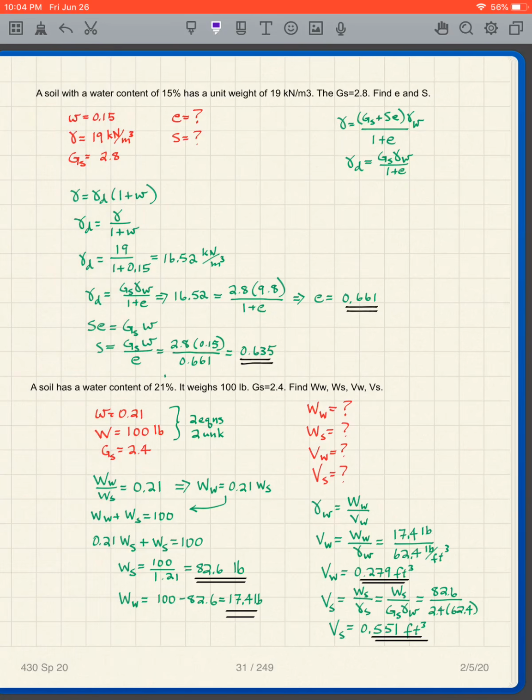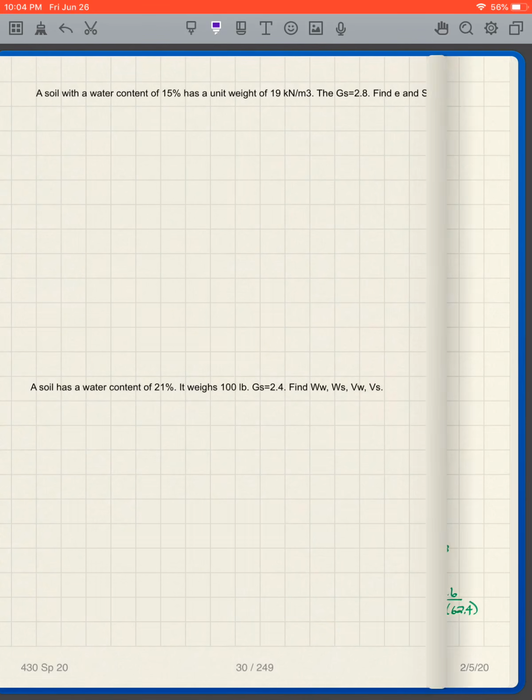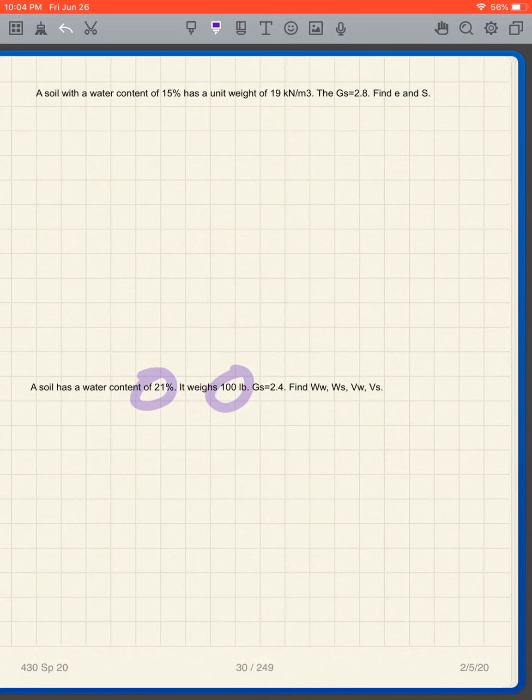Okay, I'm going to assume that you've paused the video and solve this. Actually, let me also give this one to you. Soil has a water content of 21%. It weighs 100 pounds. G sub S is this. Find the weight of the water, weight of the solids, volume of water, and volume of the solids. Okay, so why don't you pause the video and work both of these problems?